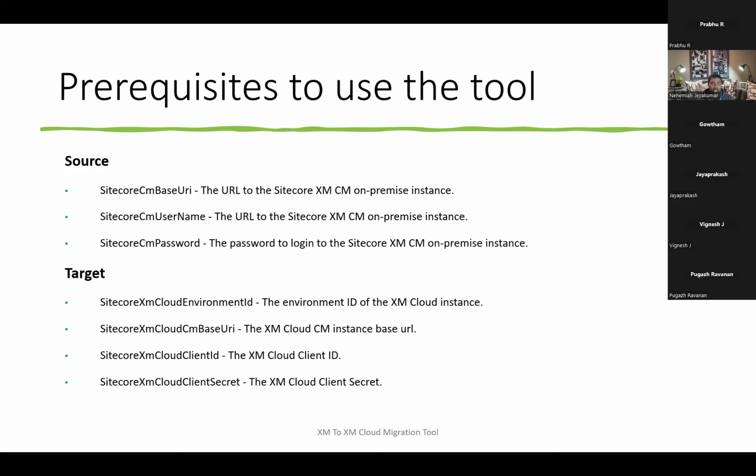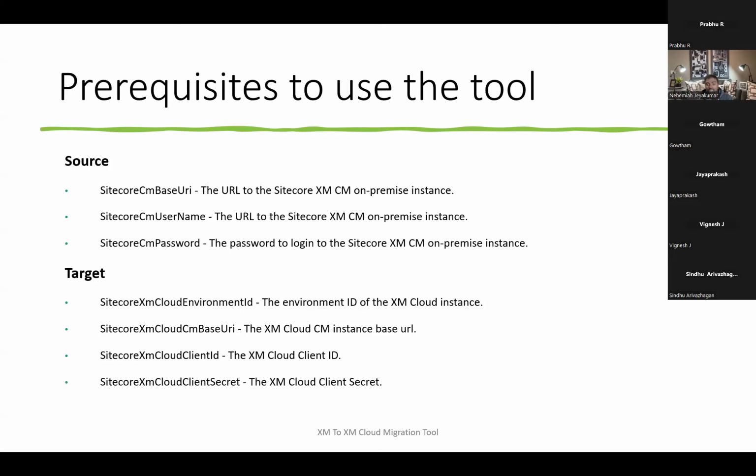You need to have the source Sitecore content management base URL and a particular admin username and password. You have to create your own, or you can use an existing one. From a target XM Cloud perspective, you will need the XM Cloud environment ID, content management base URL, and the client ID and the client secret.